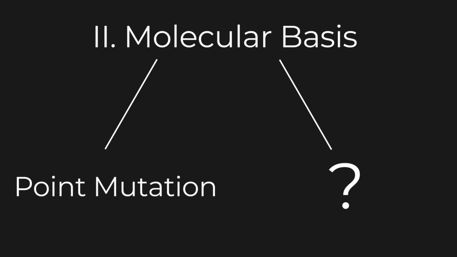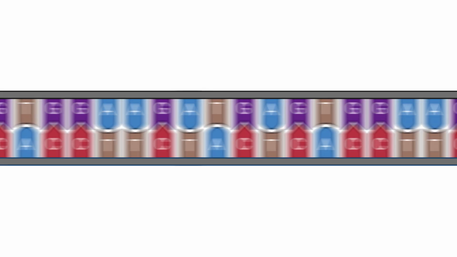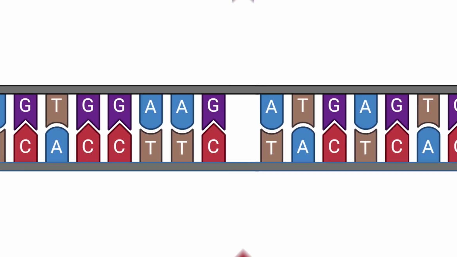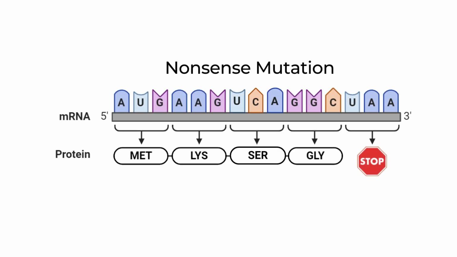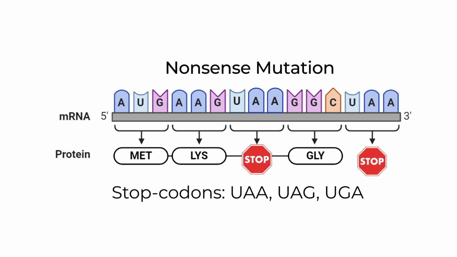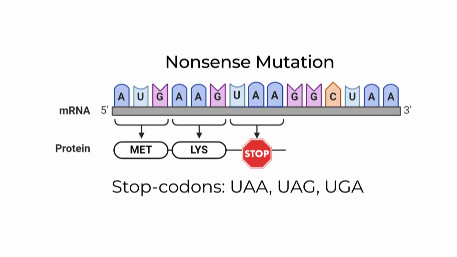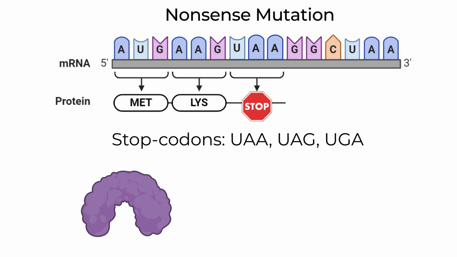A point mutation, also known as a base substitution, involves the alteration of a single nucleotide base in the DNA sequence. Since the genetic code is encoded in triplets, replacing one nucleotide with another affects the reading of a single codon. Point mutations can be divided into three types. A nonsense mutation changes a triplet into one of the stop codons, causing a premature termination of translation. The presence of the new stop codon results in the production of a truncated protein which is likely non-functional.